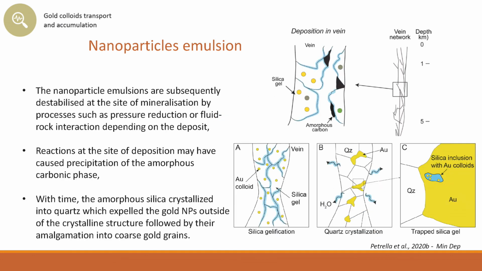We think that changing fluid conditions at the site of mineralization, such as change in pressure or specific fluid-rock interaction processes, might have destabilized this colloidal emulsion, and that the carbon species in the emulsion would have precipitated under the form of amorphous carbon, and the colloidal silica would have precipitated under the form of amorphous silica inside veins. When amorphous silica, for example, crystallized into quartz, all the colloidal metal associated to them were pushed out to the grain boundary and formed coarse gold grain. When the gold crystallized, we think some of this amorphous material was trapped as inclusions, and that is what we found in our samples.